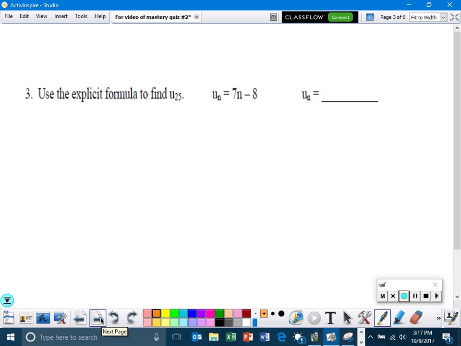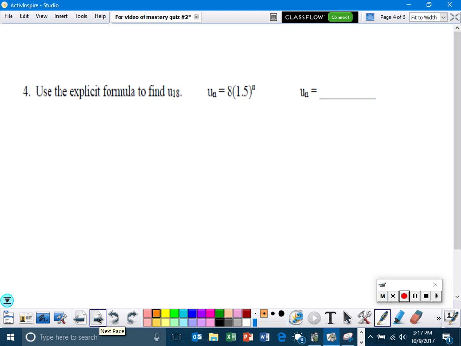Use the explicit formula to find U sub 25. All right, well, that means plug in 25 in for n. So 7 times 25 minus 8. So take your calculator, plug it in, and you should get 167. So the 25th number in the sequence is 167.